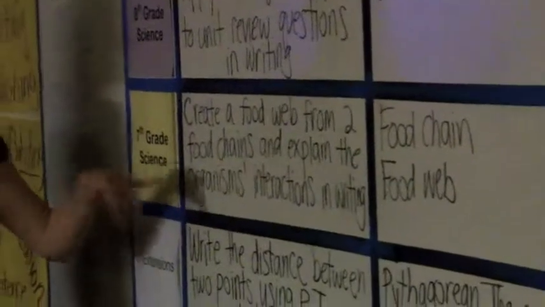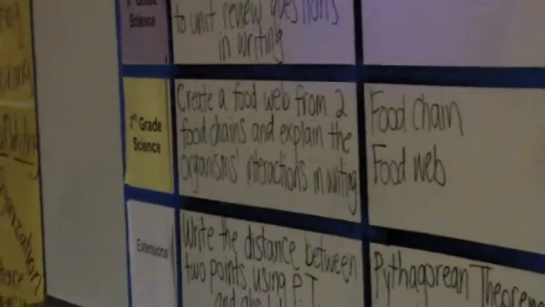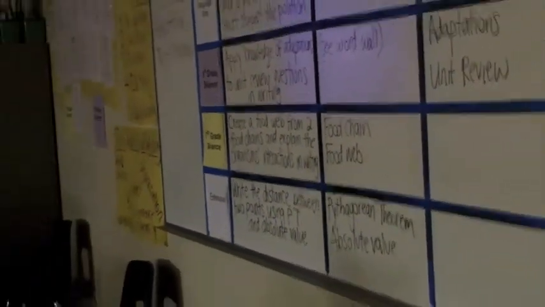From two food chains. We did that, right? We had two food chains and we created a food web, and that's what you drew on your paper. The second part of the objective, which we are going to do for our exit ticket, is to explain the organisms' interactions in writing. We talked a little bit about what was happening in our food chain. We talked about the food web, excuse me. We talked about the energy transfer. Now I'd like you to write it down.